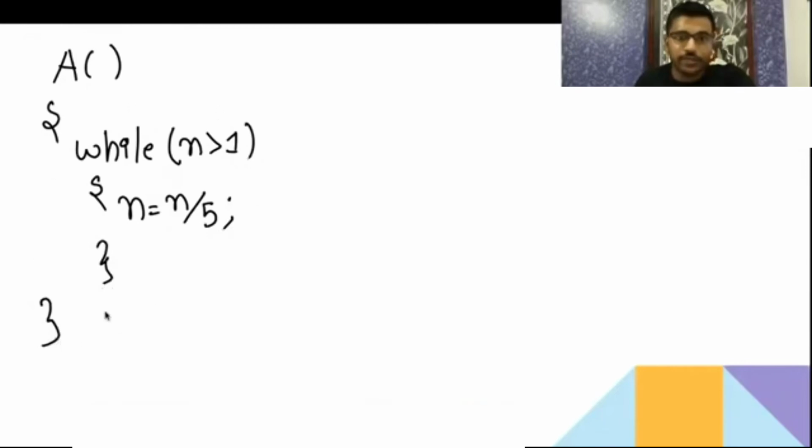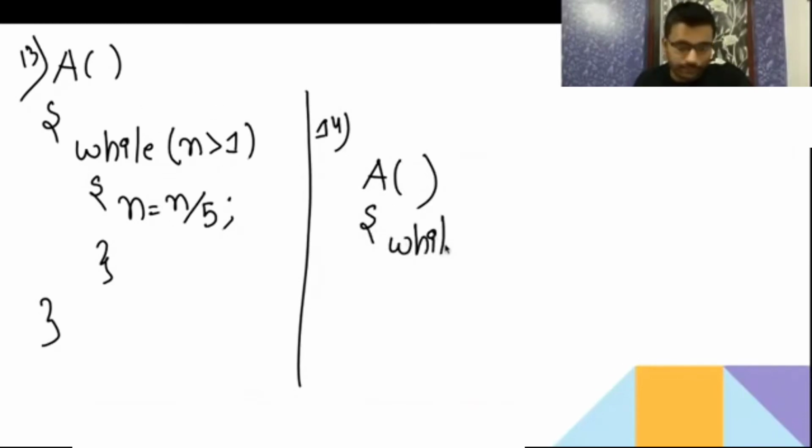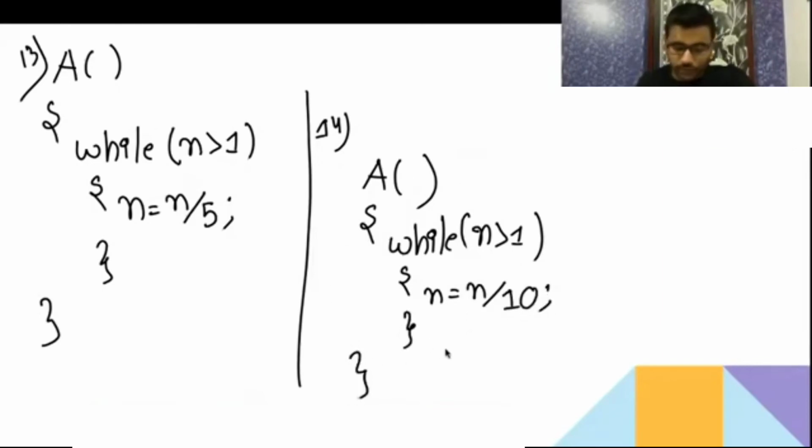Now tell me what is going to be the answer of that. For this one, let us assume n is 13. Give me the answer. What is going to be the time complexity of that? And next one is this. For this, what is going to be the time?